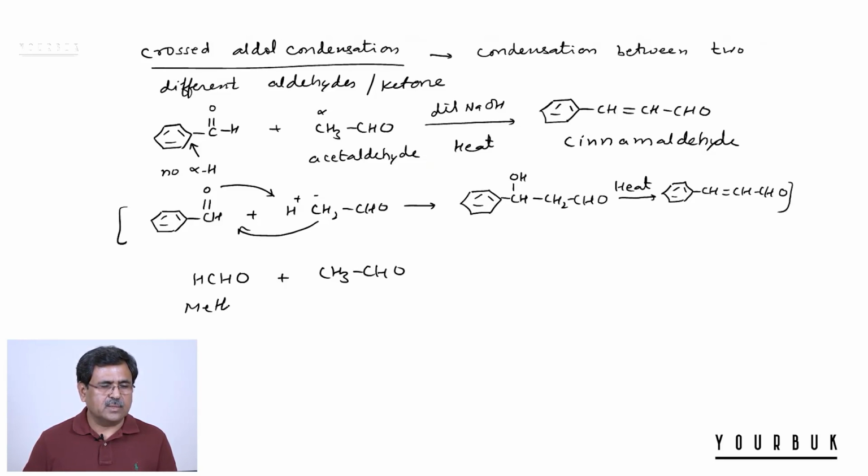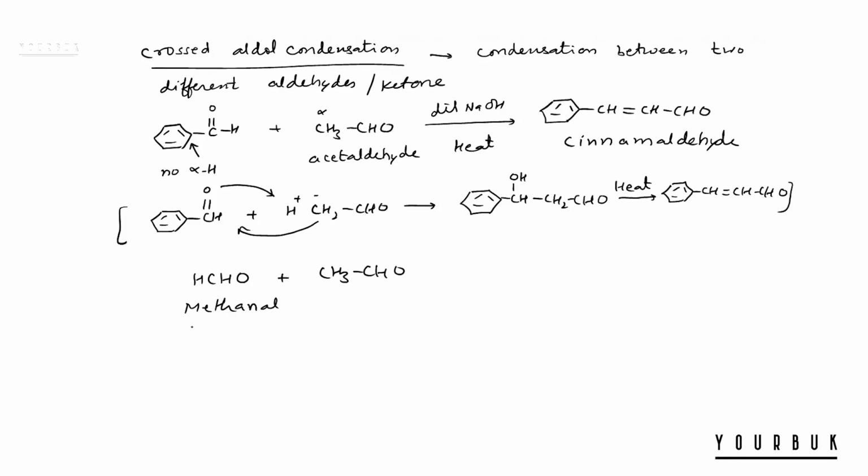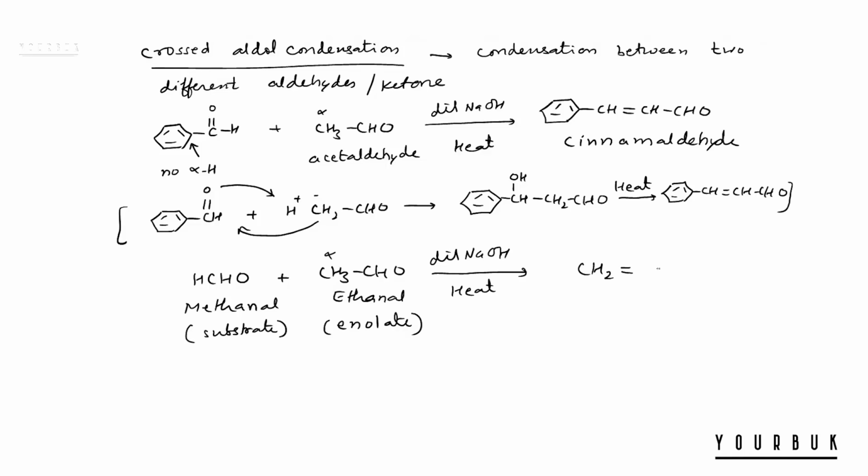And similarly, we can also have a cross aldol condensation between methanal and ethanal. Now again, methanal does not have any alpha carbon, so there is no alpha H present. So methanal acts as a substrate only, and ethanal has 3 alpha hydrogens present, so ethanal will act as an enolate. In the presence of dilute NaOH followed by heat, it gives an alpha beta unsaturated aldehyde, and the structure of this product is CH2=CHCHO. This is called acrylaldehyde, the common name, and has an IUPAC name of propenal.